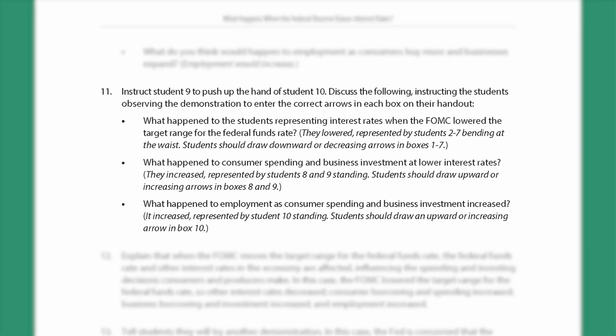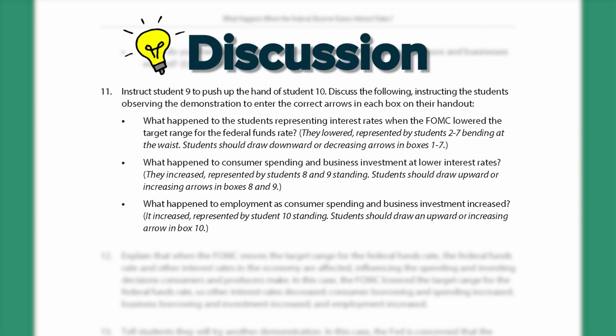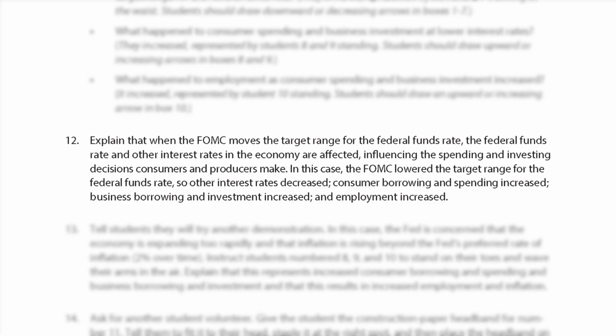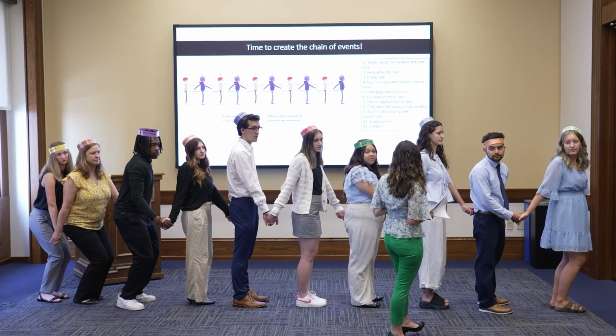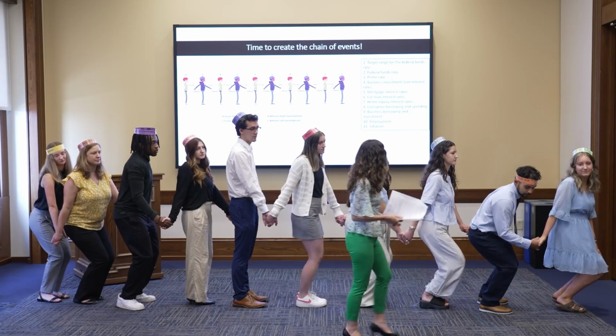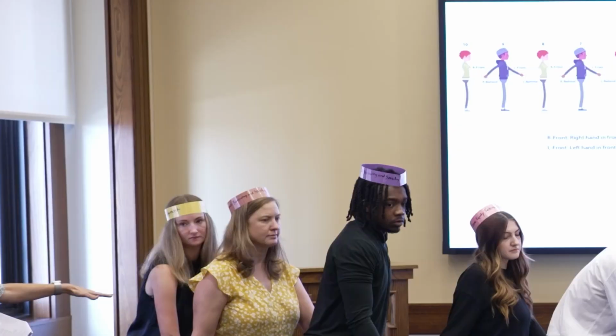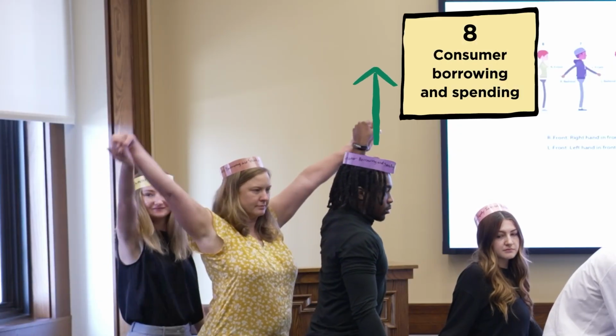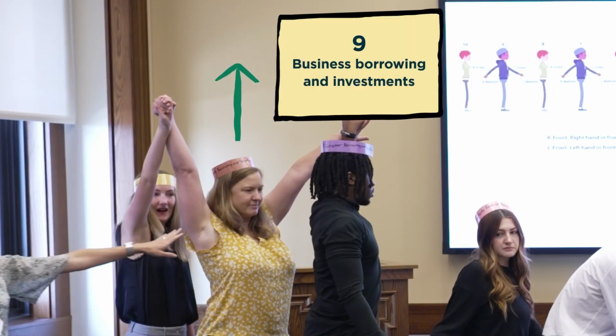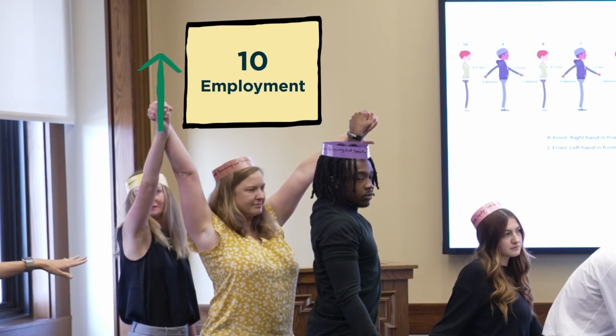Discuss the questions for step 11 on page 6 with the students observing the demonstration. Go over number 12 with your students. Explain that when the FOMC moves the target range for the federal funds rate and other interest rates in the economy are affected, influencing the spending and investing decisions consumers and producers make. In this case, the FOMC lowered the target range for the federal funds rate, so other interest rates decreased. Consumer borrowing and spending increased. Business borrowing and investment increased, and employment increased.